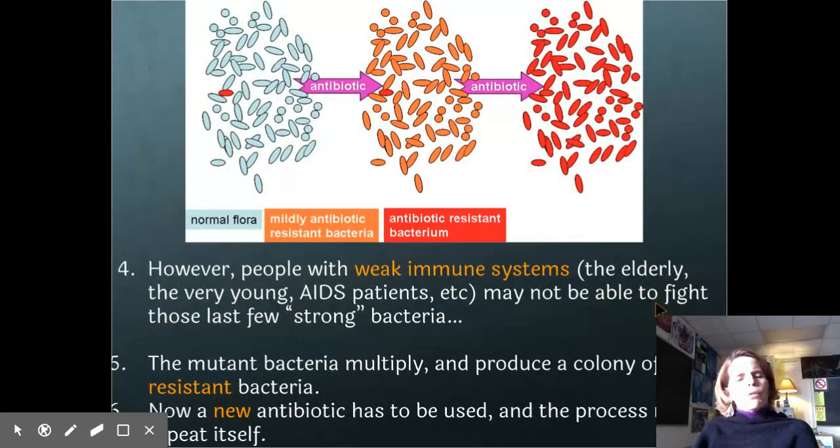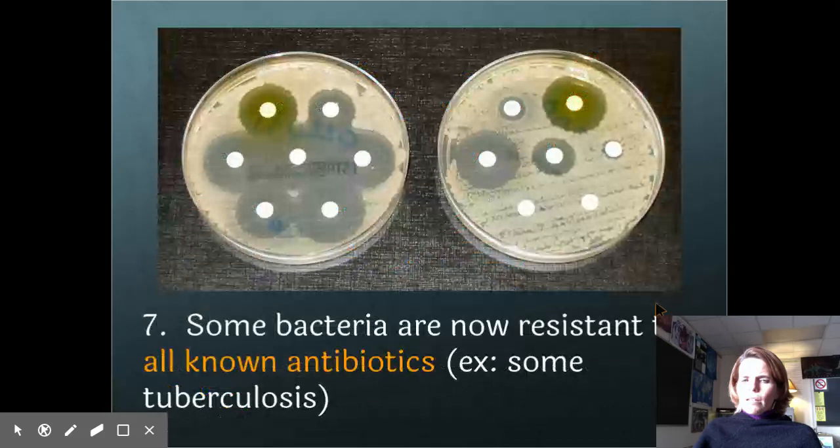Problem is, people with weak immune systems, for example, the elderly, the very young, AIDS patients, people who've had organ transplants, they might not be able to fight off those last few strong bacteria. So now those strong or mutant bacteria can start multiplying within that person's body, and they produce an entire colony of resistant bacteria. Now a new antibiotic has to be used on that resistant bacteria, and the process can actually repeat itself. There are some bacteria now resistant to all known antibiotics.